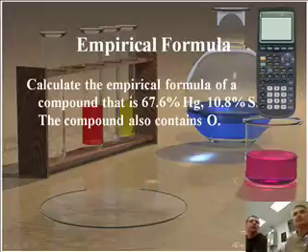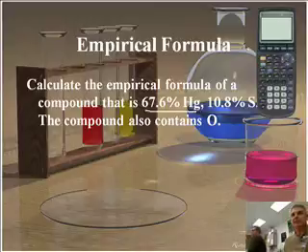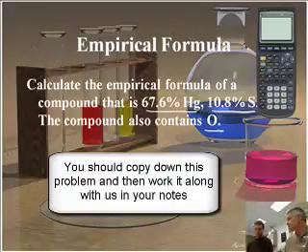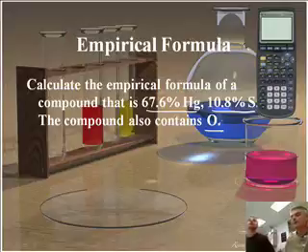Now here is the problem. Calculate the empirical formula of a compound that is 67.6% mercury, 10.8% sulfur, and the compound also contains oxygen. What's the percent of oxygen, though? Well, I think we'll have to subtract from 100. Oh, that's right, because they always add up to 100.